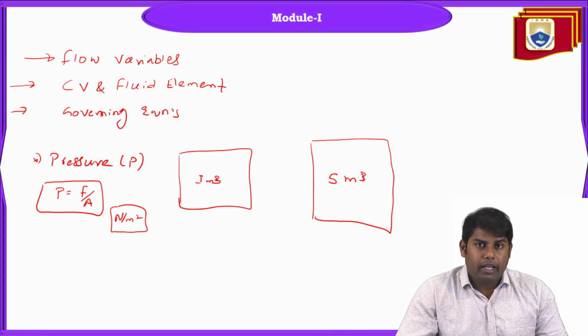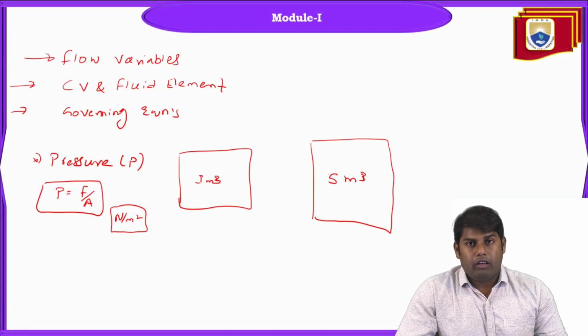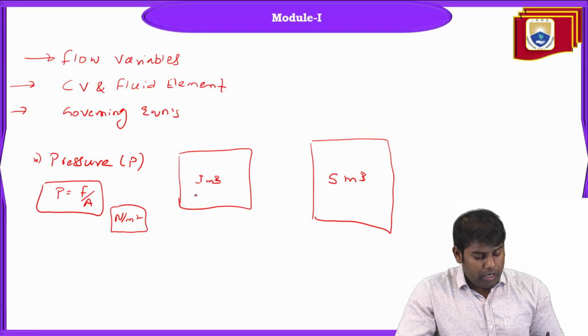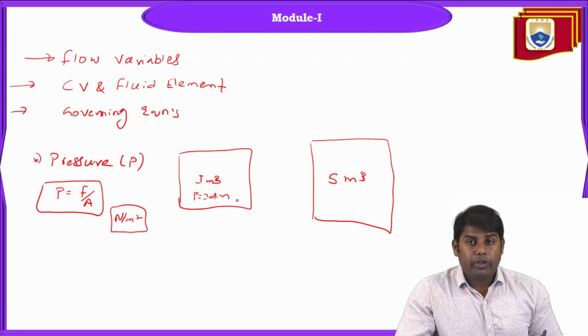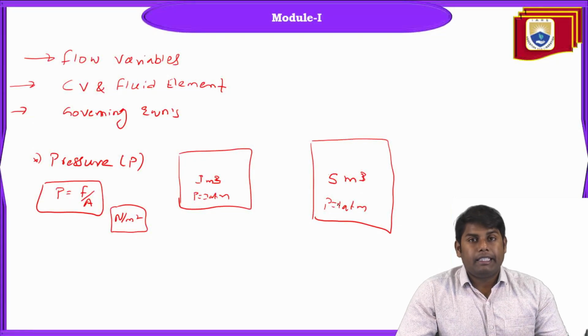Whatever tank you have, whether it is a low area or high area tank, or low volume or high volume tank, since it is an intensive property, you can have the same pressure of 1 atmosphere. So here also you can have pressure as 1 atmosphere. This is one of the primary flow variables for the fluid flow properties.